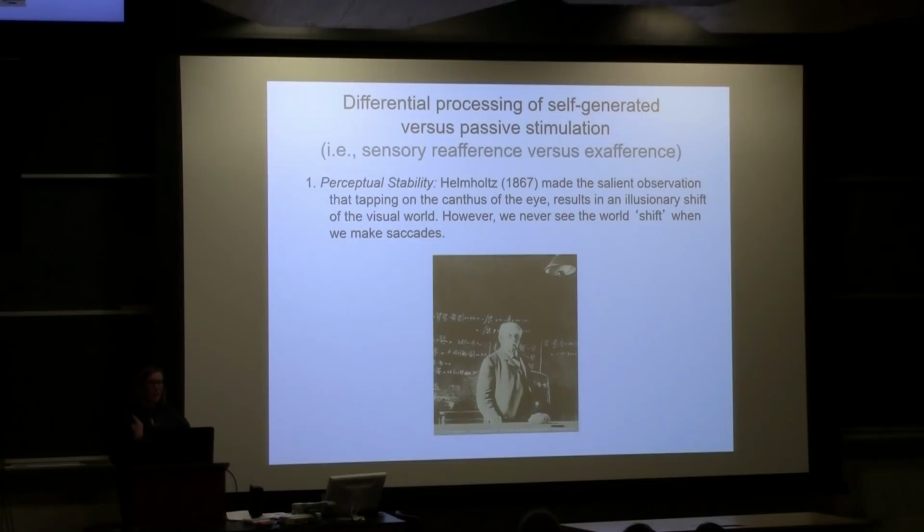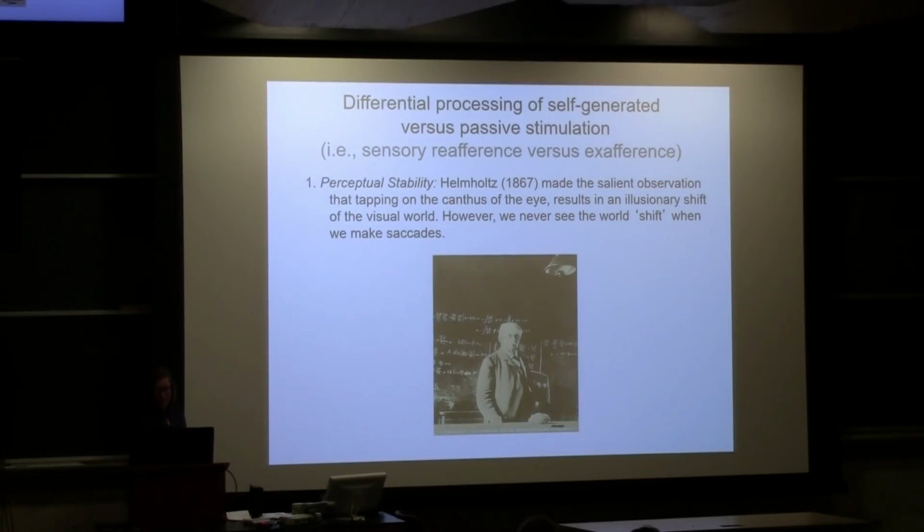I told you the idea that you need to know if you're experiencing an earthquake or if you've just moved over to tie your shoe. And Helmholtz back in 1867 made this point, so you guys can try this too. You can tap the side of your eyelid, don't tap your eye, right? And the world's going to jump, right? You get that little jump. But if you make a saccade, the world is stable, right? Even though your eye is moving probably faster if you make a saccade from here to here.